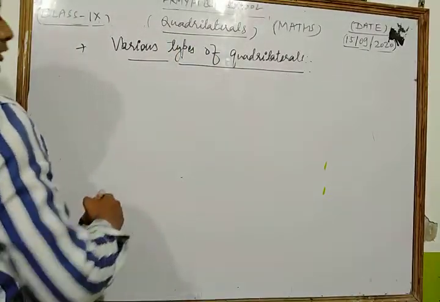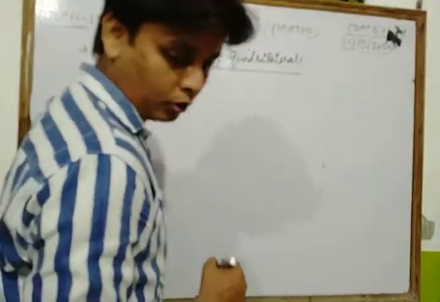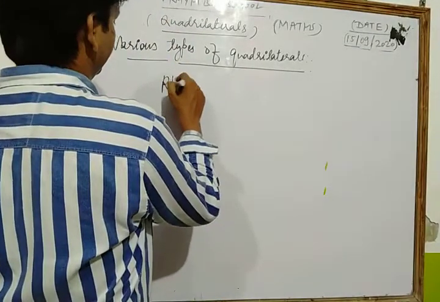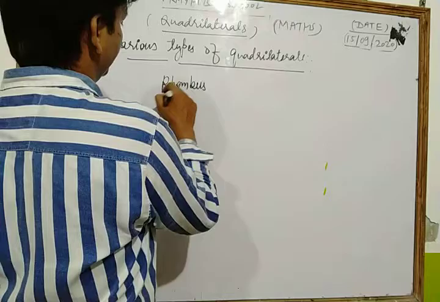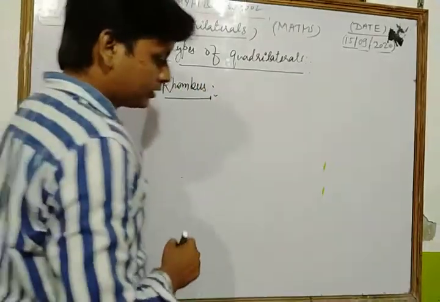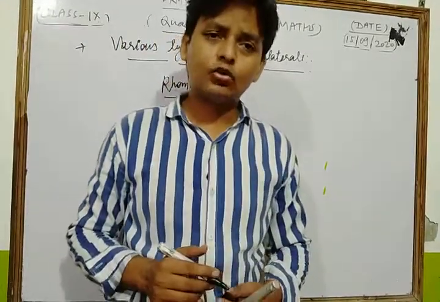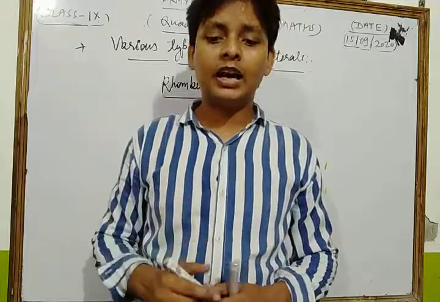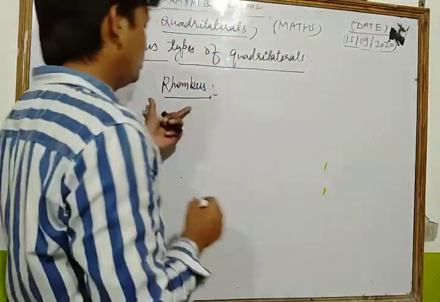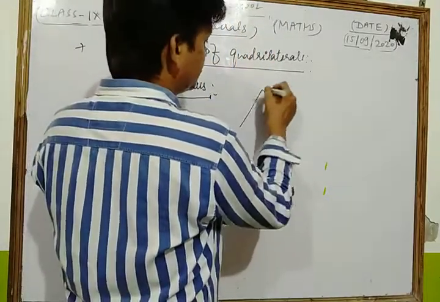Now we discuss the rhombus. Dear friends, a rhombus is also a parallelogram. A parallelogram having all sides equal is called a rhombus. So a rhombus is a type of quadrilateral which is a parallelogram.